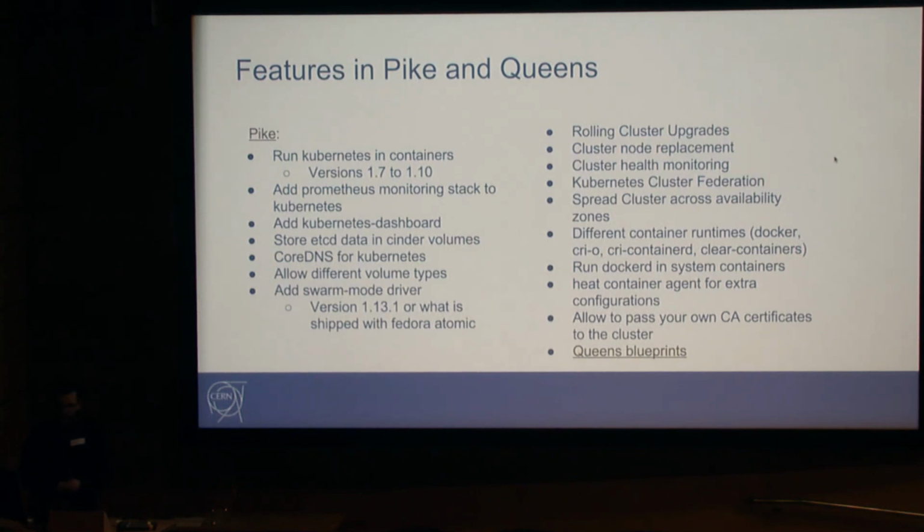Now I will talk briefly about some features that we had in Pike. What we were focusing on in the previous 6 to 10 months is to be able to iterate very fast with COE versions. Kubernetes and Docker have a much higher release pace than OpenStack. They release every 3 months, and now Docker releases every month. Okay, it's not a stable release, but they still release every month. And we were trying to be able to iterate on versions of Kubernetes and Docker without upgrading OpenStack.